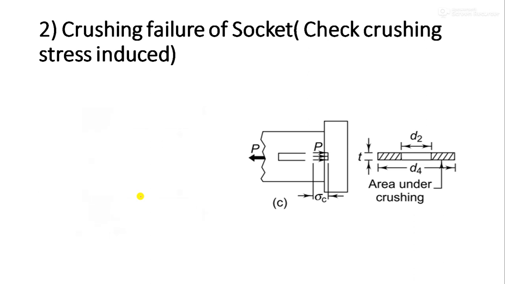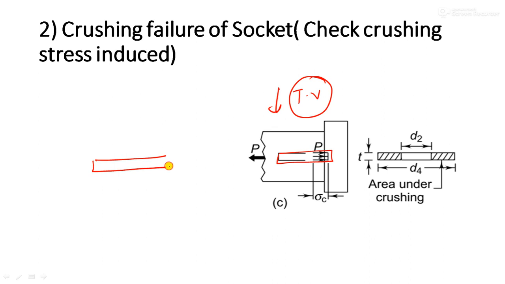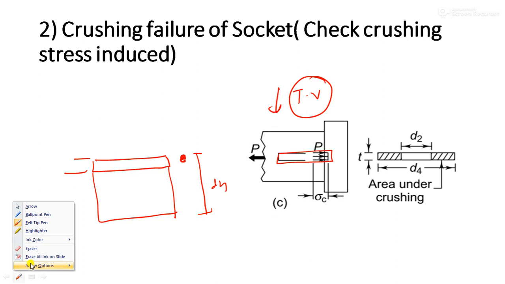Now crushing failure. To understand a crushing failure, try to look from the top view. So from the top you will understand that, let us say this is a portion. This is a portion having a thickness T, because thickness T is equal to thickness of Cotter. And deep down it will go up to here. This total height will be equal to D4.